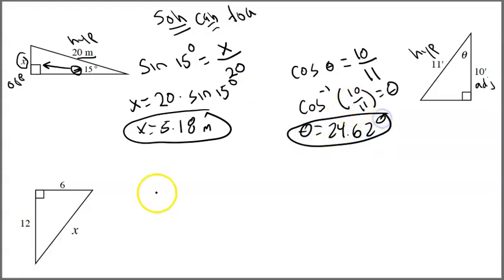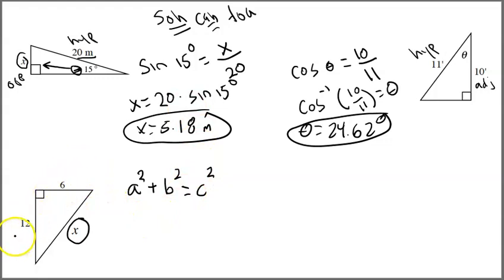Okay, let's do one more. This one. Now here I'm missing the hypotenuse. I'm not given an angle, but I'm given two side lengths. So in this case, I don't need trigonometry. I go to my good old friend, the Pythagorean theorem. So the Pythagorean theorem says the sum of the squares of the lengths of each leg of a right triangle is equal to the square of the hypotenuse.